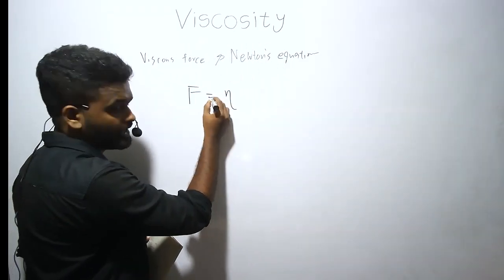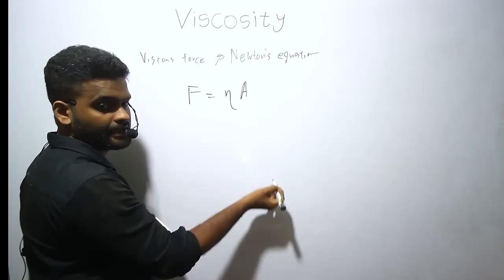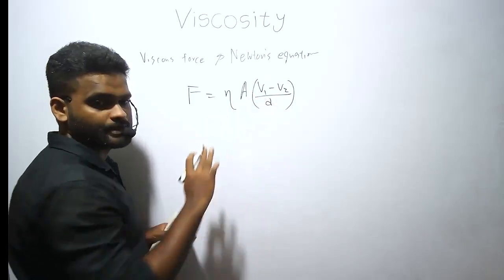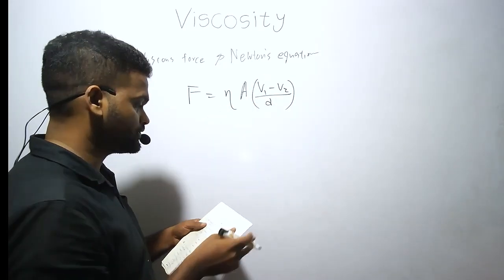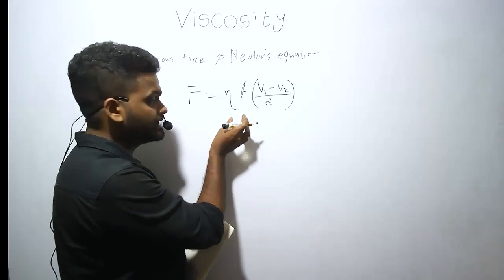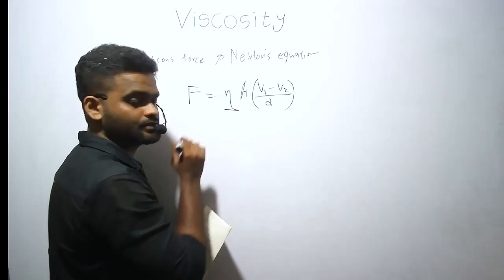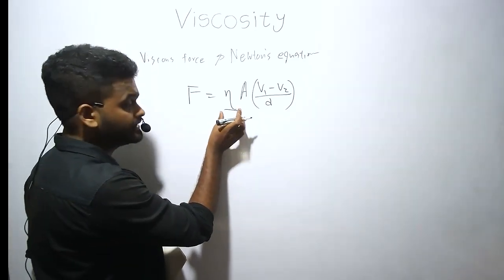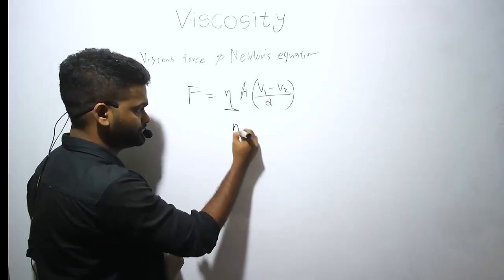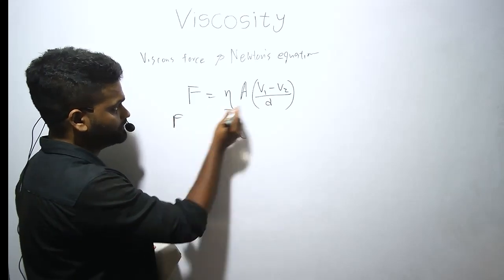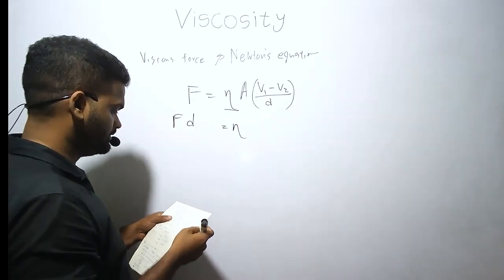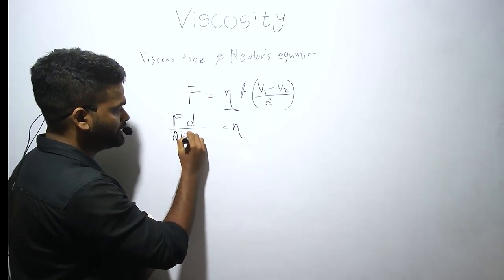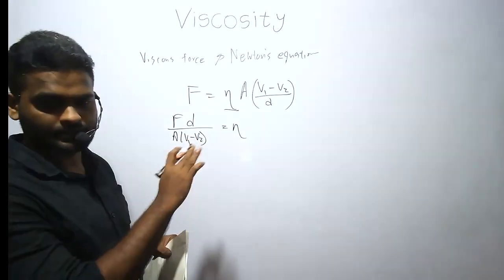You must remember this: F equals eta A V1 minus V2 divided by D. So this is the equation. So I am going to find dimensions of this coefficient, viscous coefficient. So how do we do that? First step, just make eta the subject. So F D, cross multiply, right? F D divided by A V1 minus V2. So that is eta, right?